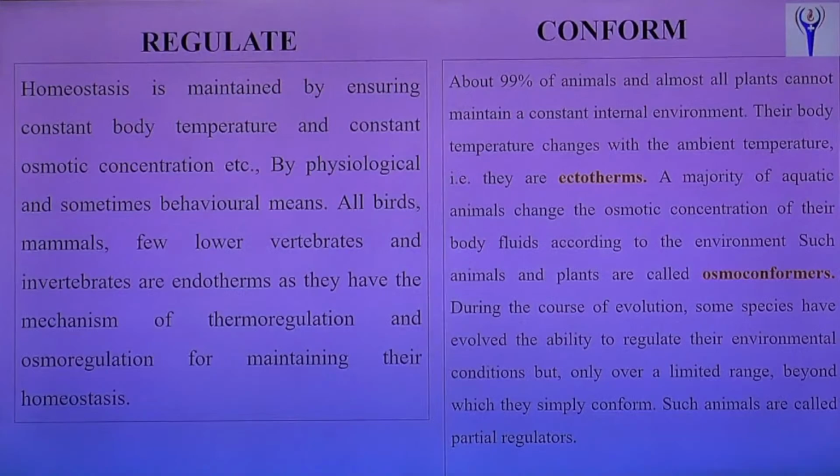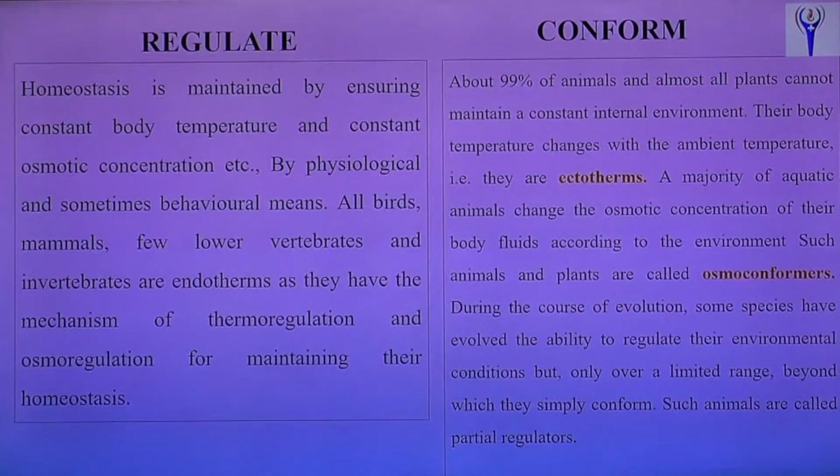Okay, next is conformer. What is conformer? The animals which don't fall under the endotherm category fall under conformers, and they are referred to as ectotherms. Ectotherms means cold-blooded animals, they cannot maintain their body temperature. About 99% of animals and almost all plants cannot maintain a constant internal environment. Their body temperature changes with the ambient temperature. Ambient temperature means the place where they are present. The body changes according to that temperature only, in spite of what the body has.